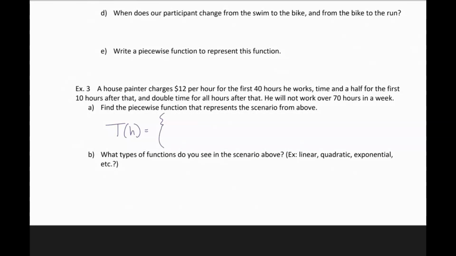Okay. Does anyone want to tell me? So we're going to have to write 3 lines here, right? 1 for the first 40 hours, 1 for the 10 after that, and then 1 for all hours after that, less than 70. Who wants to tell me what the equation would be for the first situation?